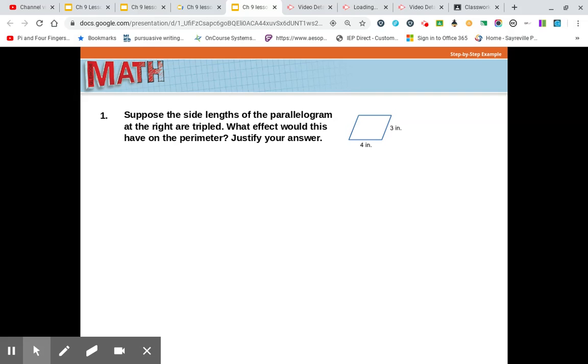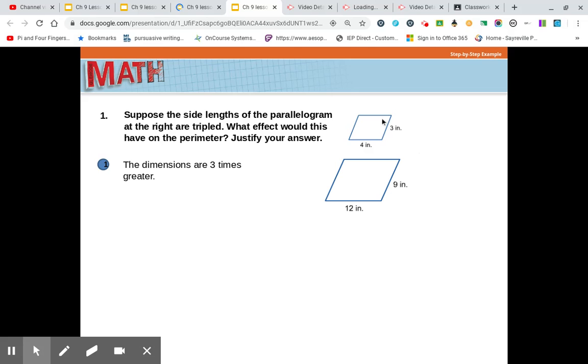All right. Suppose the side lengths of the parallelogram at the right are tripled. So tripled, that word means times 3. What effect would this have on the perimeter? Justify your answer. So it would make the perimeter 3 times as large, or 3 times greater. The dimensions are 3 times greater.